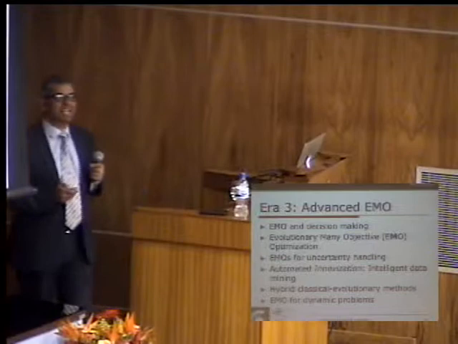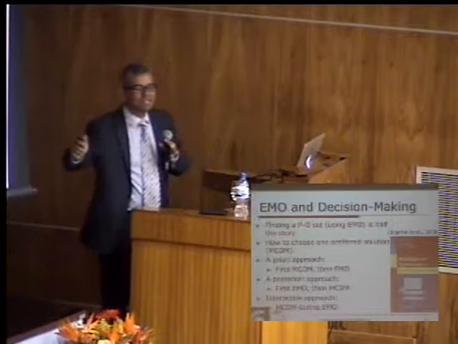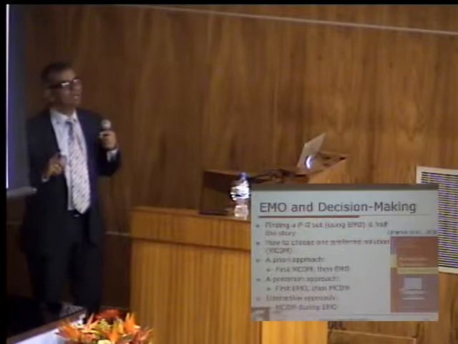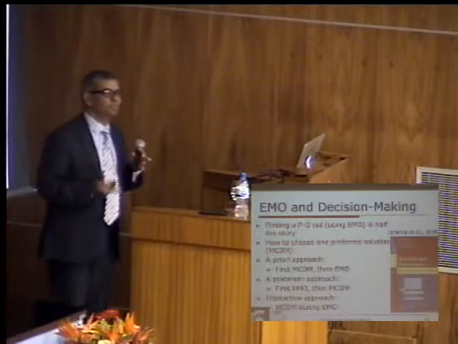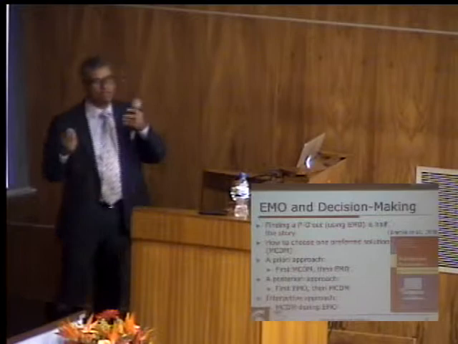With decision-making, there are basically 3 ways to do it. You could either make a decision before and then optimize, but that's the classical way of doing it, which I'm not recommending. The second is a posteriori, which is you first find all the points and then you make a decision. You can possibly do it for 2 and 3 objectives, but taking it to many objectives, like 10 objectives, so many points you have to find, it's almost out of the question. So there are interactive methods where you can combine both optimization and decision-making together.